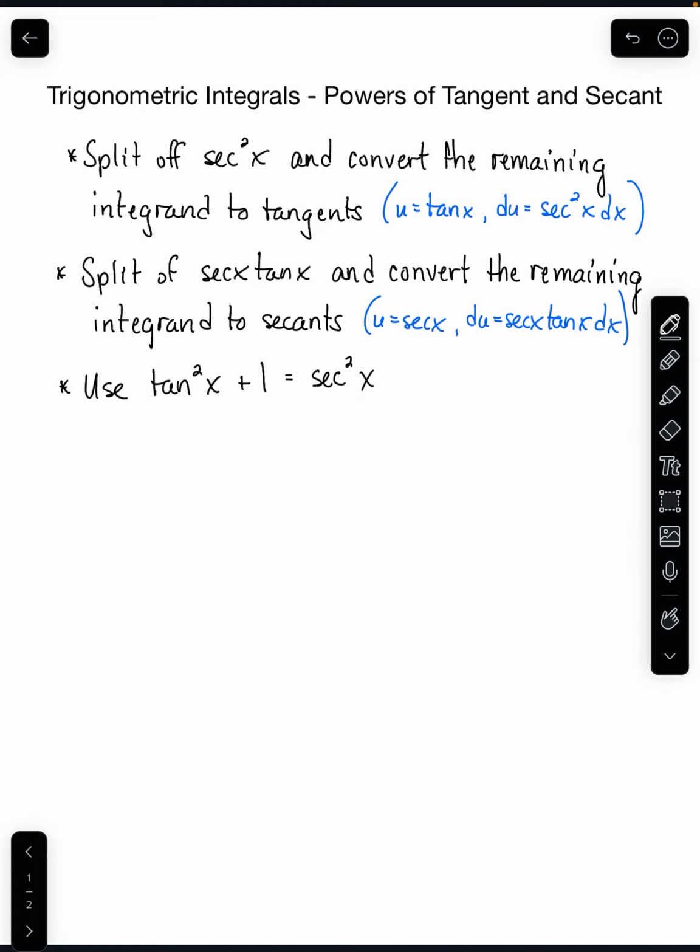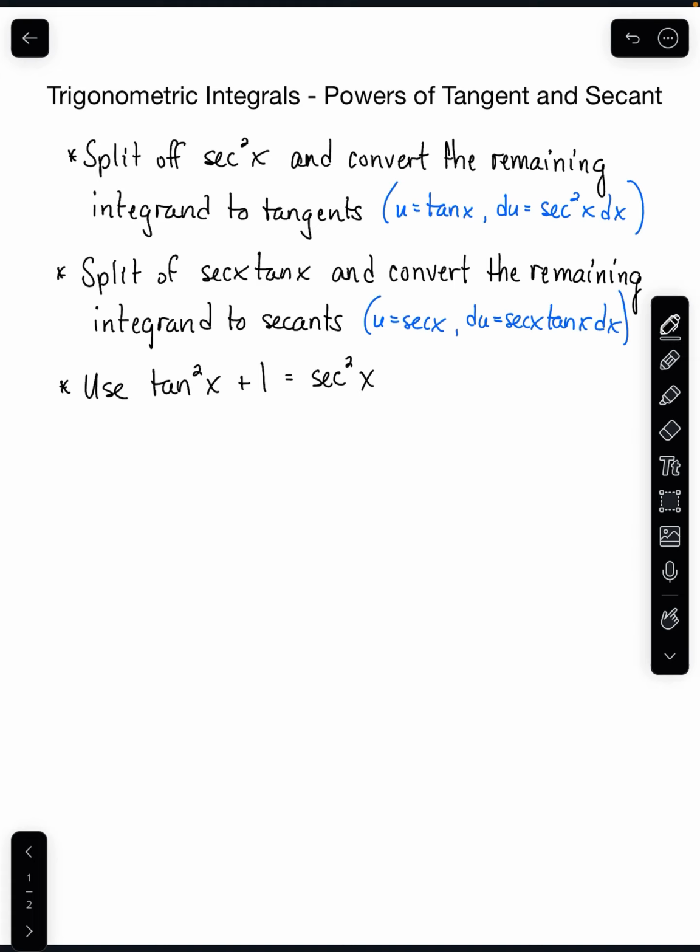So if we're going to split off secant squared of x, and we want to convert the remaining powers of secant into tangents, then that means that we had to have had a positive even power of secant to begin with, so that we can split off 2 and still have an even power and thus use the Pythagorean identity.